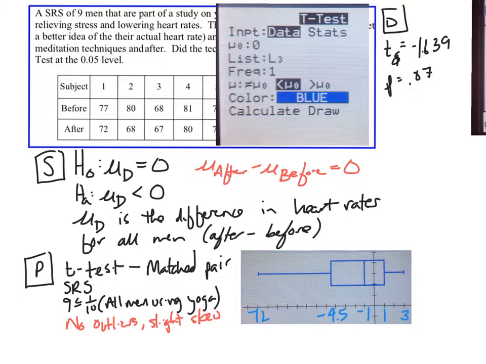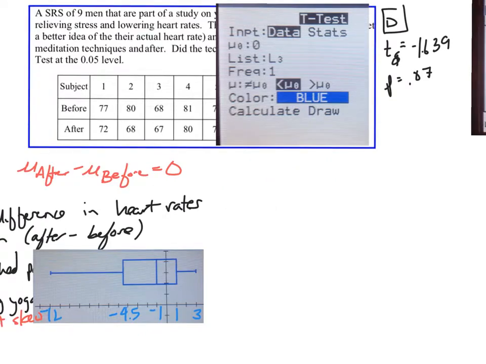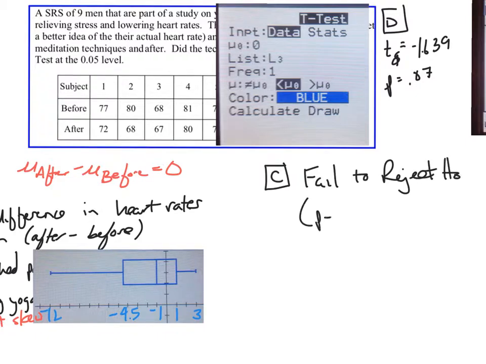Okay, so now I can conclude. I'll move things out of the way. I conclude, we fail to reject the null. The reason, our p-value that we calculated was greater than 0.05.